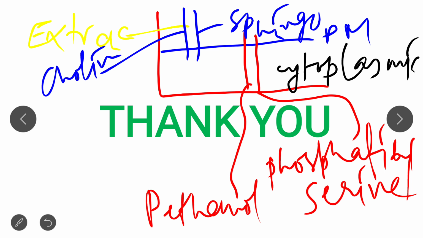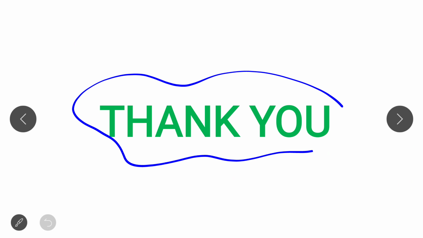So that's all for today's lecture. We completed the total lipid portion of the plasma membrane. Now we should move towards the protein portion, and from tomorrow we will start the protein portion of the plasma membrane.